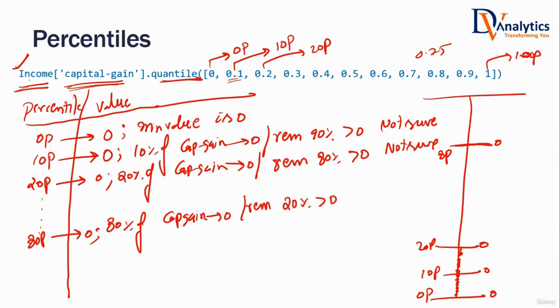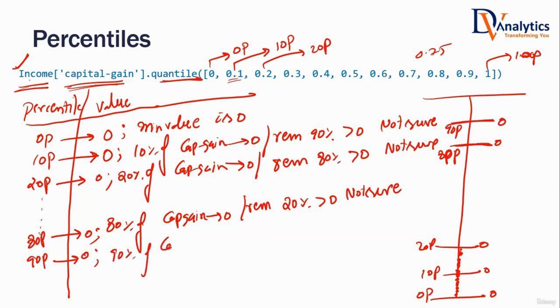Greater than 0. Are you absolutely sure or not sure? Not sure. I have seen only 80% of the data. I'm not sure about the remaining 20%. What is the 90 percentile value? 0. The 90 percentile value is also 0.